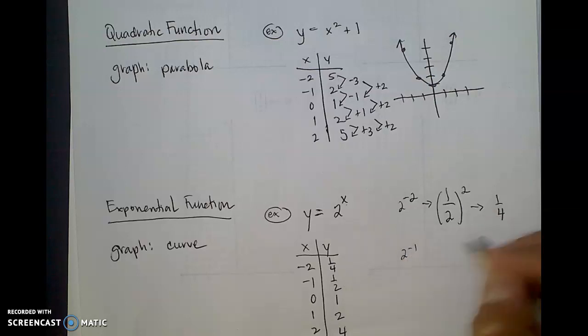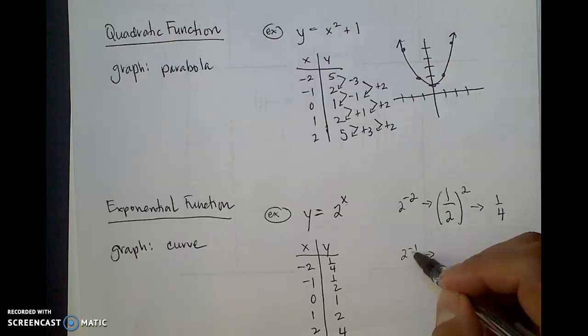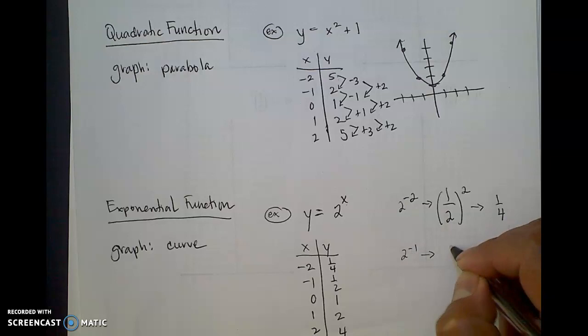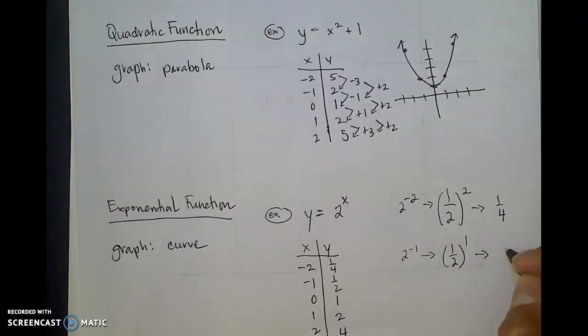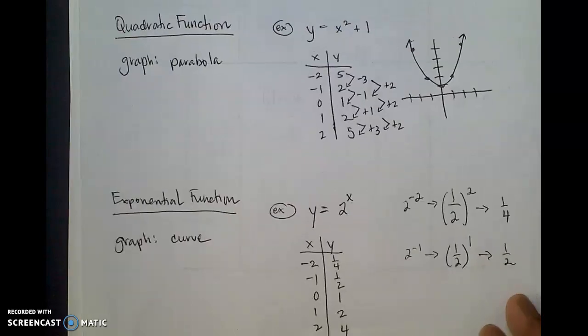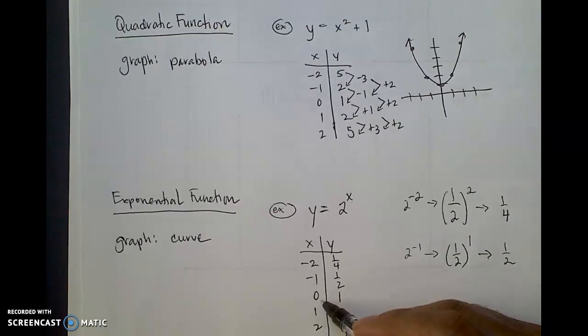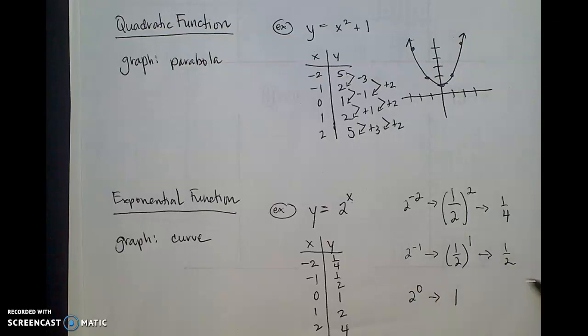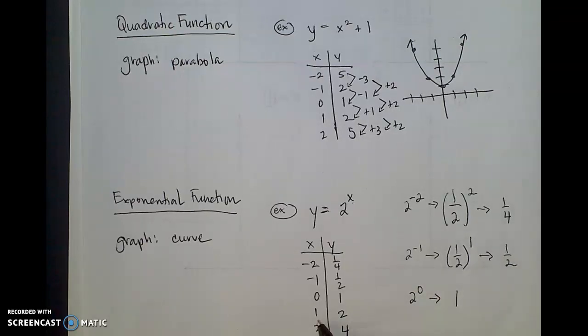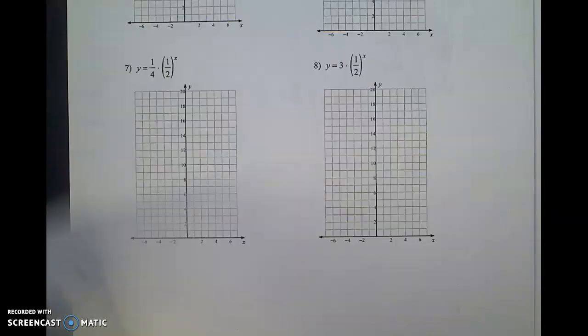2 to the negative 1 exponent does not equal negative 2. A negative exponent takes the base and flips it into the reciprocal, and then that exponent becomes positive. So 1/2 to the 1 power is 1/2. Reminder again, when you have a 0 exponent, so if we plug 0 in for x, 2 to the 0, anything to the 0 exponent is 1. Now the rest of these you should be able to figure out. The graph of the exponential function, as we said, is a curve. So that's what we're going to do with today's notes.